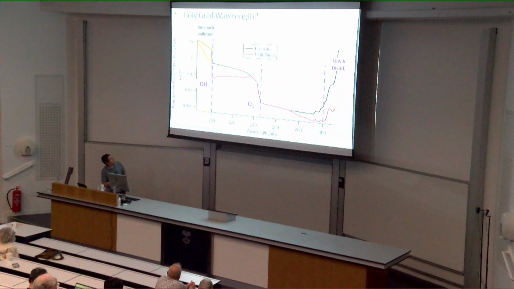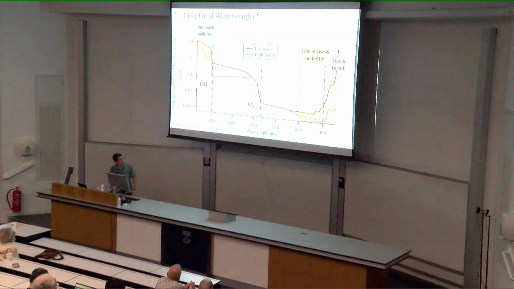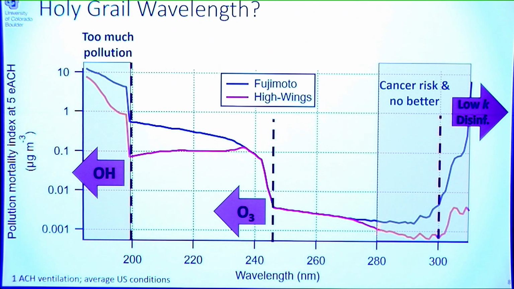Right, in the paper. So anyway, in terms of evaluating these results, I would say, definitely below 200 there is too much pollution. I think everybody knew that already. Above 280, we start to have the cancer risk. If we have an accidental exposure and maybe have low disinfection, it's very uncertain, so that doesn't seem like a good place to work either.